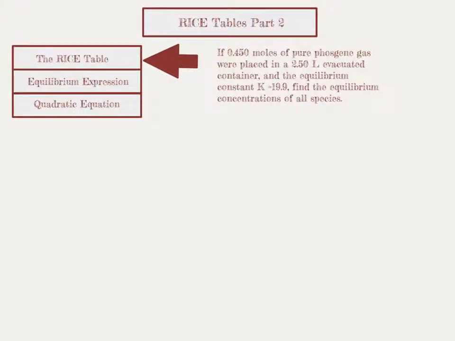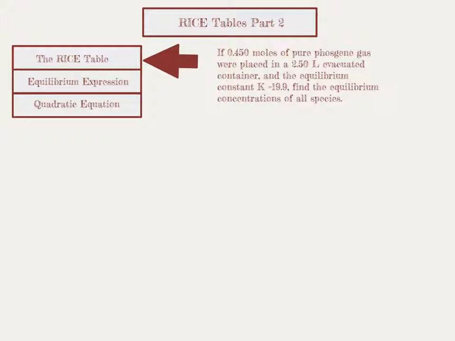In this video, we're going to go over another example of an equilibrium problem where you can use rice tables to organize your thoughts. If 0.450 moles of pure phosgene gas were placed in a 2.50 liter evacuated container and the equilibrium constant K equals 19.9, find the equilibrium concentrations of all species.